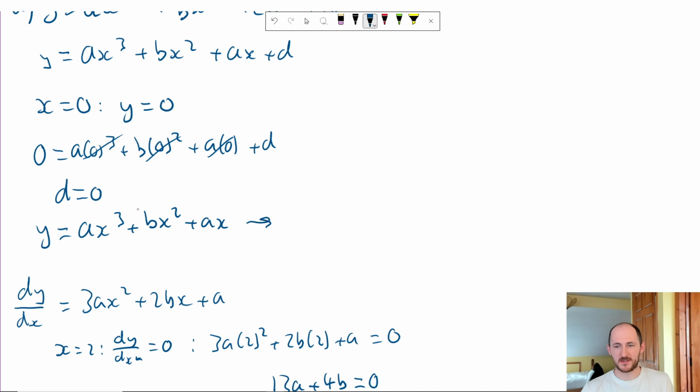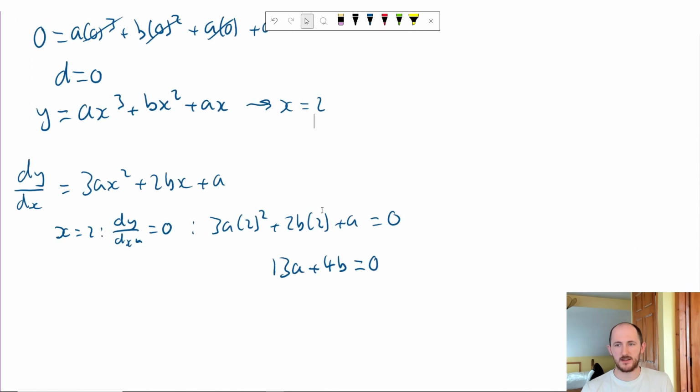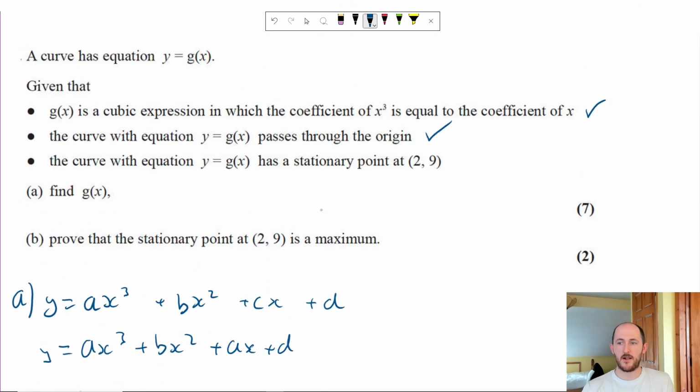So in other words, when x equals 2, y equals 9. There's actually two pieces of information in that one line. Very devious. They could have said, has a stationary point at x equals 2, and then said, the coordinate 2, 9 lies on the curve. But instead they made it a bit harder by putting two pieces of information in the same line. That's why this was a very hard question.